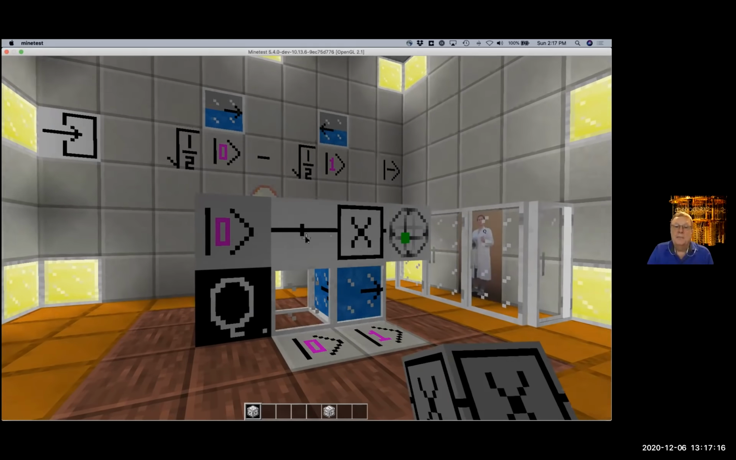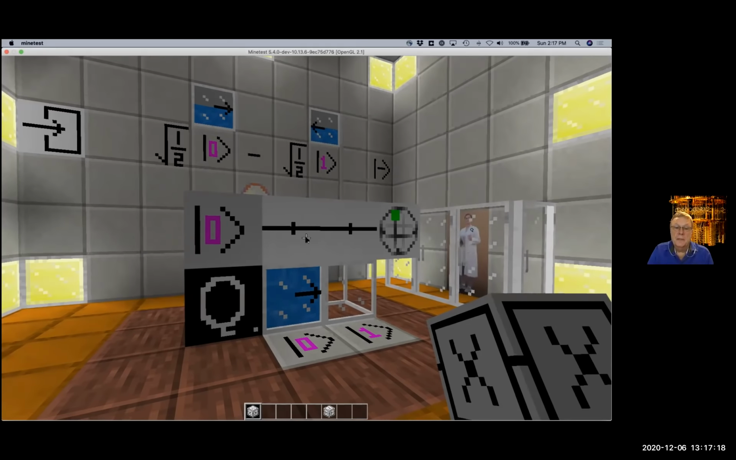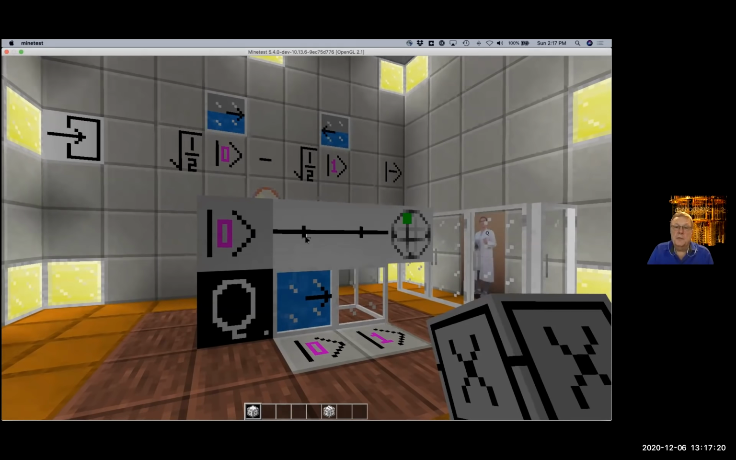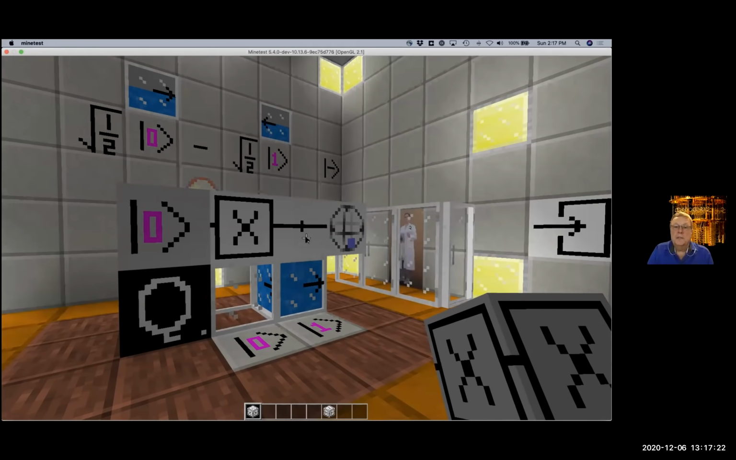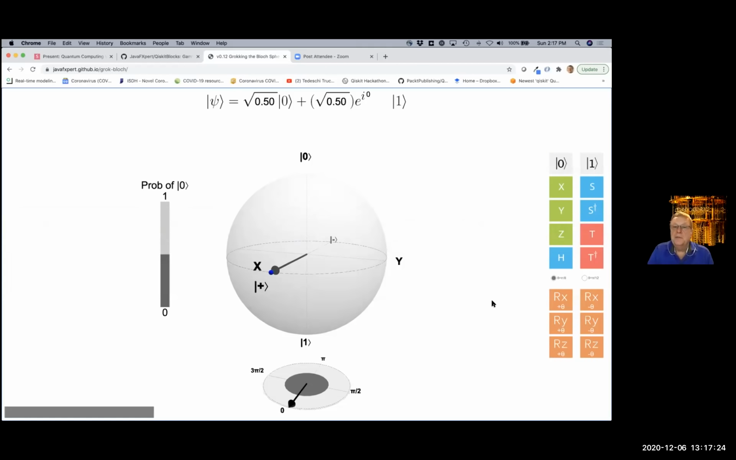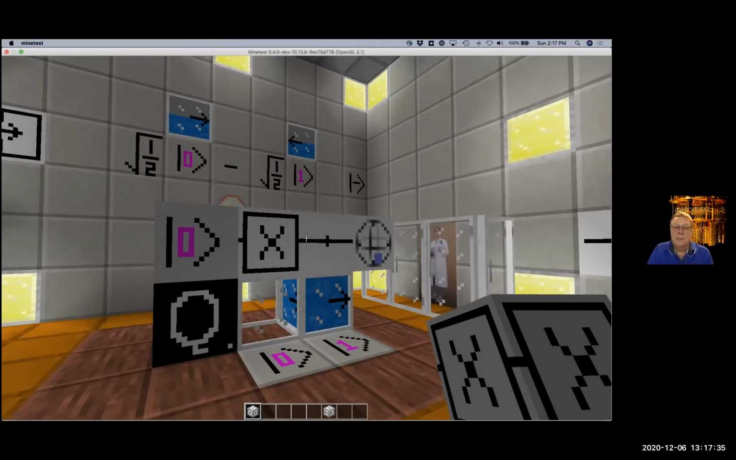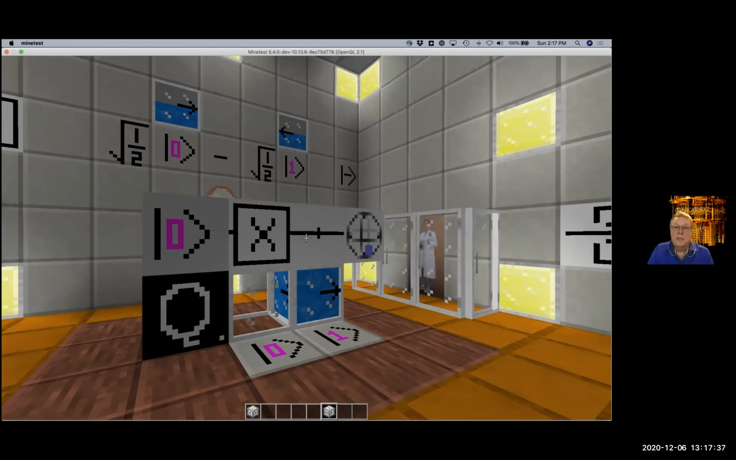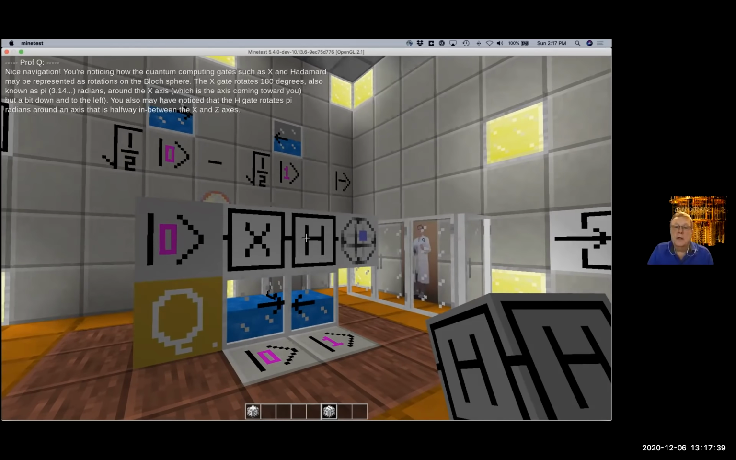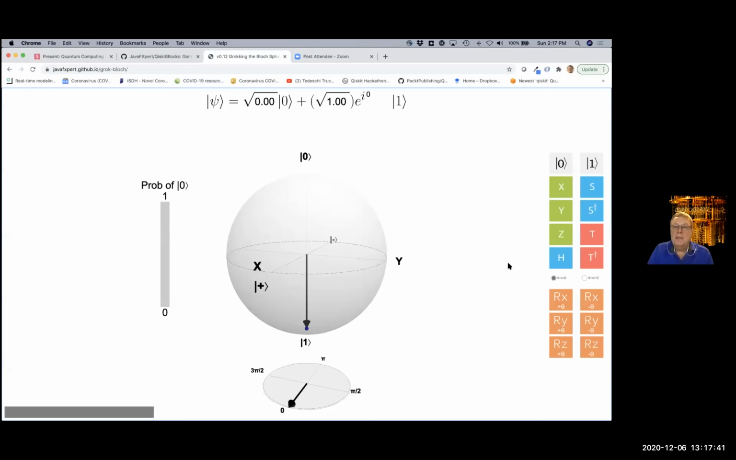But if I put them on the other way, maybe do the X first, which rotates around the X-axis, it is going to put it at the bottom of the Bloch sphere. And then I'll put the H gate here. The H gate solves the puzzle. And what's happening with that H gate is that it's going to move it from here to there.